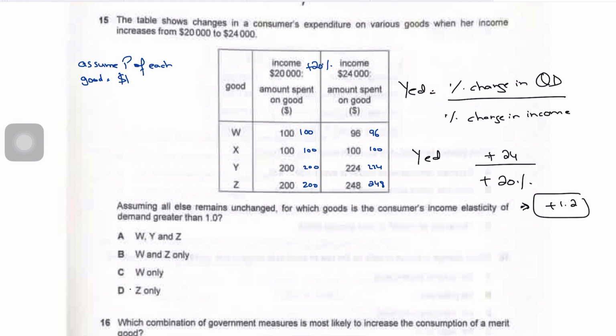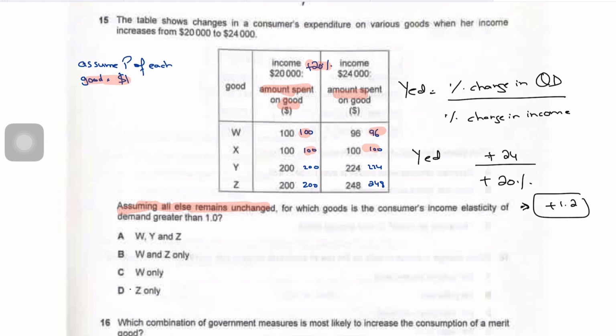Okay, question 15 says the table shows changes in the consumer expenditure on various goods when income increases from 20,000 to 24,000. So there's a rise of 20% in your income. Here they have given the amount spent on the good, which is total expenditure. So let's assume that the price of each good is $1, and let's take out the quantity. The quantity will be the same as the expenditure, that is 100 units, 96, 100, 100. So assuming all else remains unchanged, let's keep the assumption of ceteris paribus that the price is constant and all the other factors are constant.